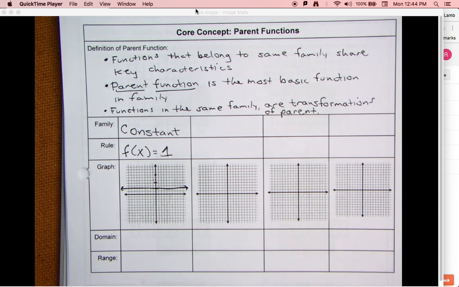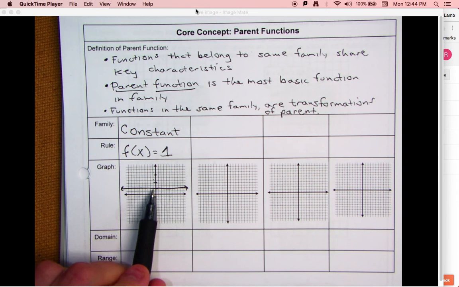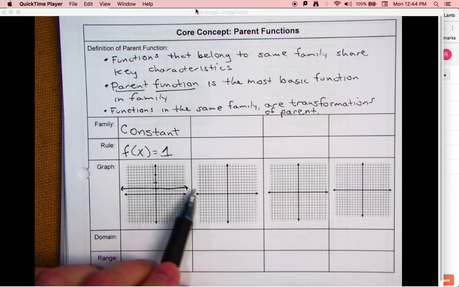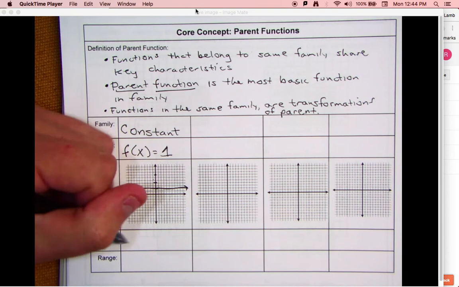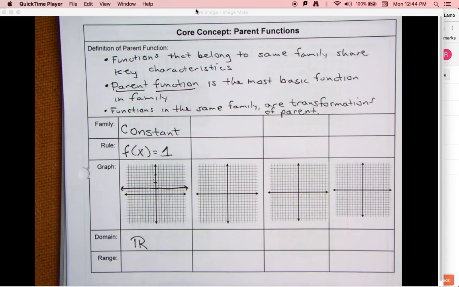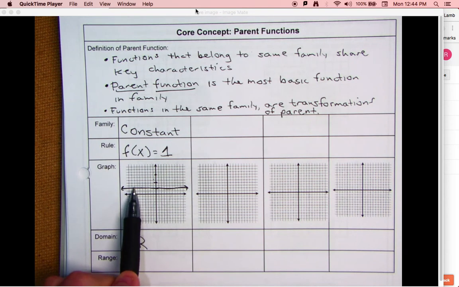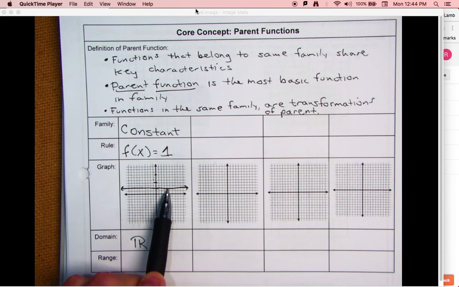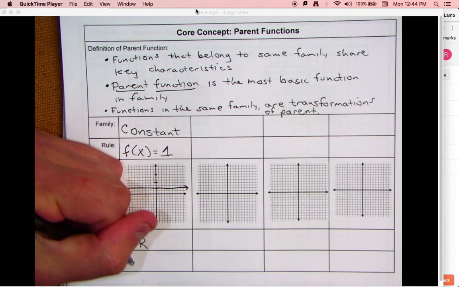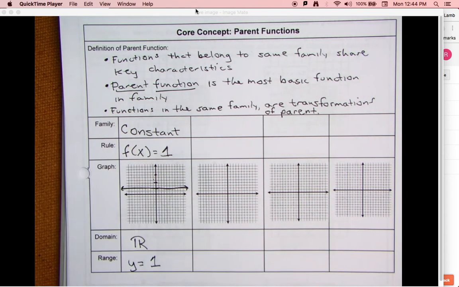The domain, we talked about domain: how far left does this go? Forever. How far to the right does this go? Forever. If it goes left and right forever, we say the domain is all real numbers. The range on this is pretty interesting. If you think about this, what are the y values for each of these points? What's the y value here? 1. What's the y value here? 1. So no matter where you go on this graph, you're always going to get a y value of 1, and so that's our range. Okay, so there's our first family, the constant family.